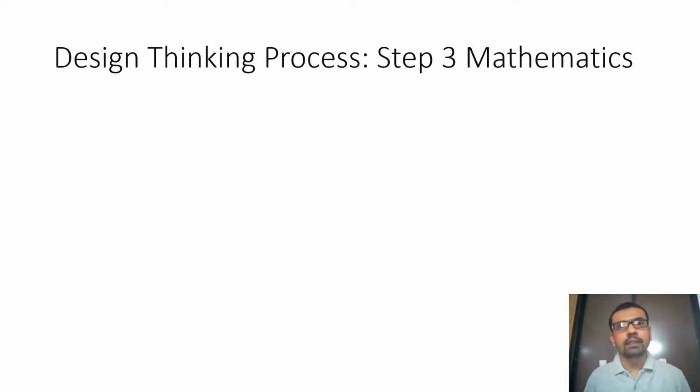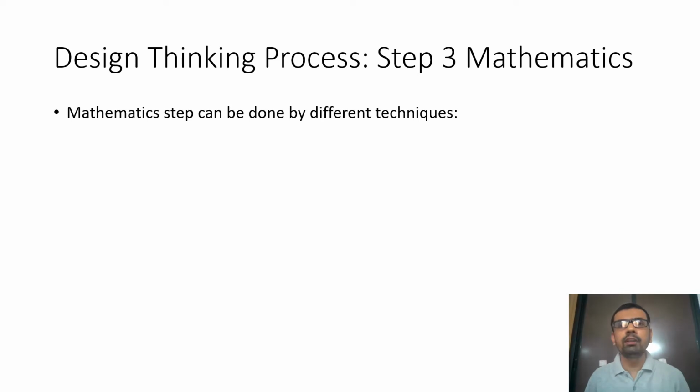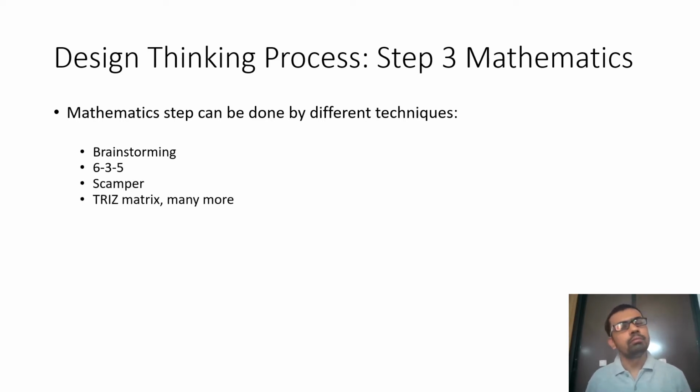So for solving this, there are different techniques in mathematics. Just like brainstorming, we can go ahead and do a brainstorming. There is 635, which is a plan to get ideas. We have SCAMPER and the trees matrix, and many more. There are many more techniques, and we'll look into them one by one.